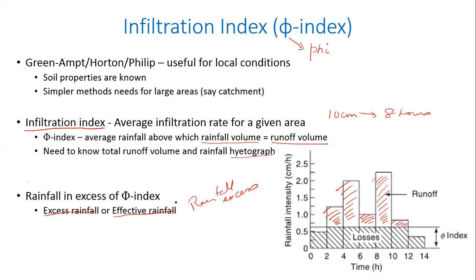So the portion of the rainfall that is greater than the phi index, this red shaded portion that I've drawn over here, is called by different names. Sometimes it's called excess rainfall, rainfall excess, or effective rainfall, or another terminology used is direct runoff or total runoff. All kinds of names are sometimes used to refer to this rainfall that is greater than the phi index. Okay, so this is the notion of the phi index.